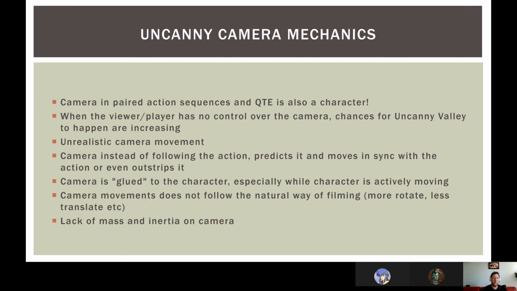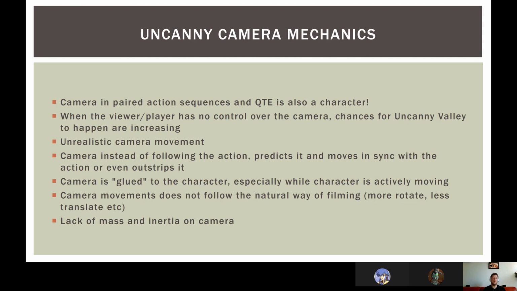So when the viewer or player has no control over the camera, the chances for the uncanny valley to happen are greatly increasing. Like when the prior action sequence starts or when the quick time event starts, the gamer loses the ability to control the camera. The camera is moving by something else. And if its movement is broken or unrealistic, you're having uncanny valley effect, not just on the camera movement, but for the whole image, for the whole scene in general.